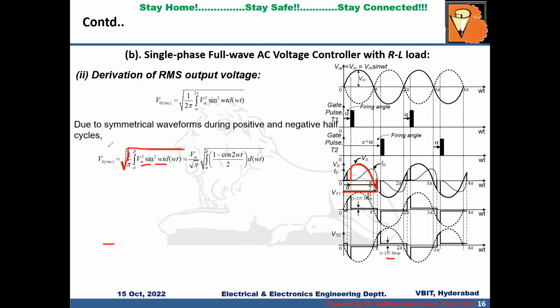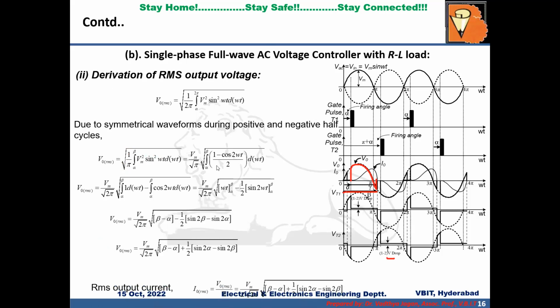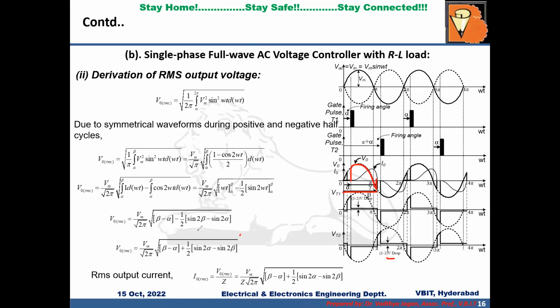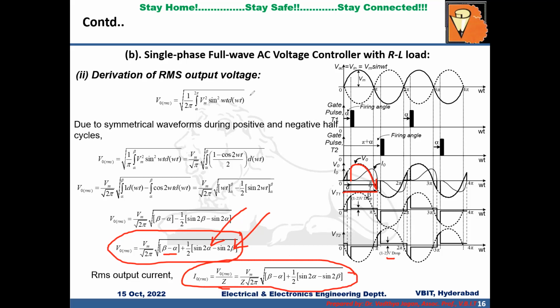I can take Vm out of the root, the square root will get cancelled, it is Vm by under root pi. And sin square omega t I can write as (1 minus cos 2 omega t) by 2. Now I can separate it, integrate it, and substitute the upper limit and lower limit. Then I will get the RMS output voltage as Vm by under root 2 pi, under root of (pi minus alpha plus 1 by 2 (sin 2 alpha minus sin 2 beta)), where beta is the extinction angle and alpha is the firing angle. Similarly, you can calculate the RMS output current, which is RMS output voltage by Z. This is the expression for RMS output current.